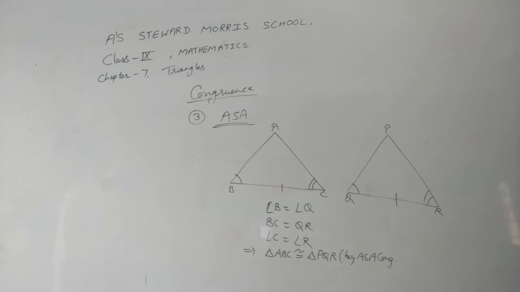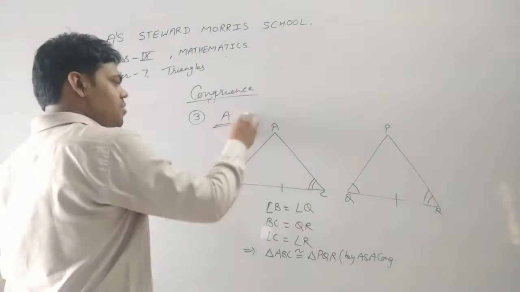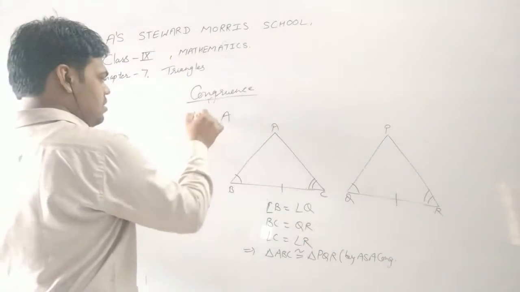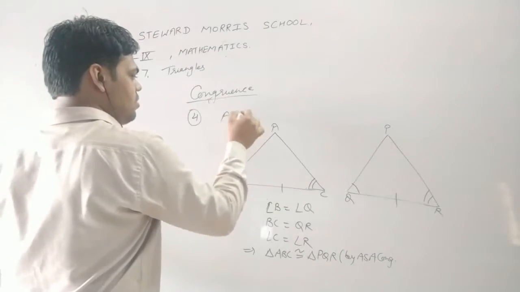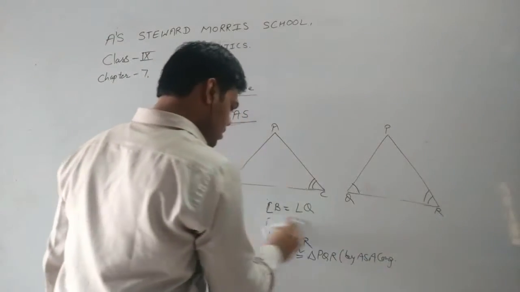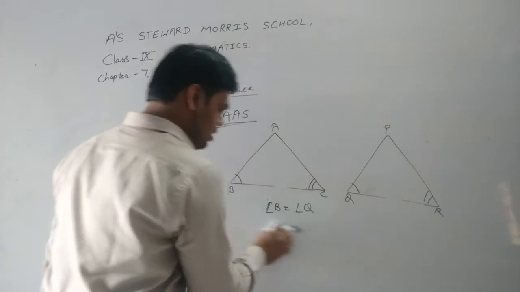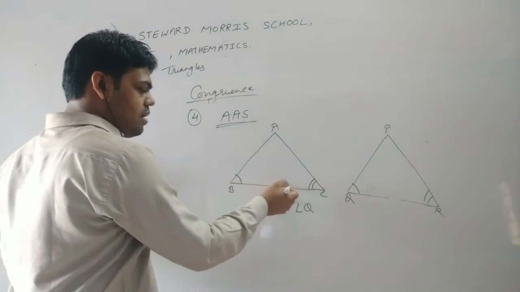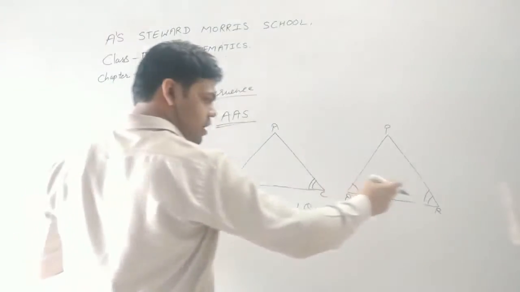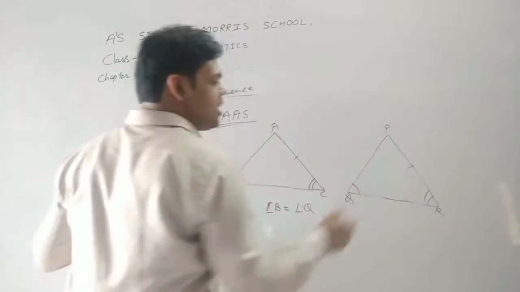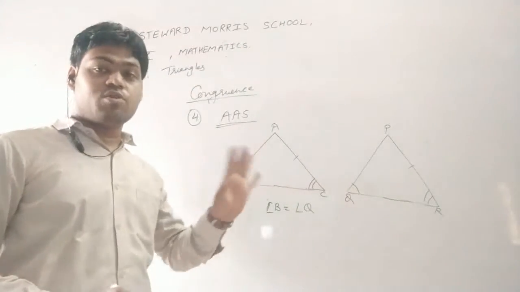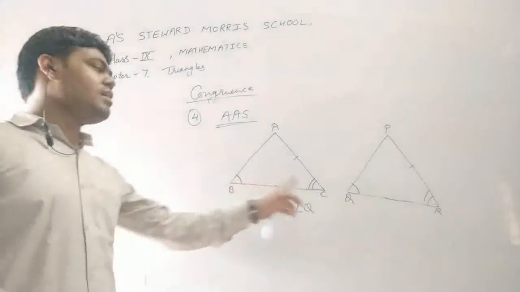Now, in the fourth case, what will be our fourth part? It will be AAS congruency. Fourth will be our AAS congruency. In this case, what will happen? See, there are two angles and one corresponding side here. Two angles and the corresponding side should be equal in this case. Means in the case of SSA it is not possible, but here AAS is possible.